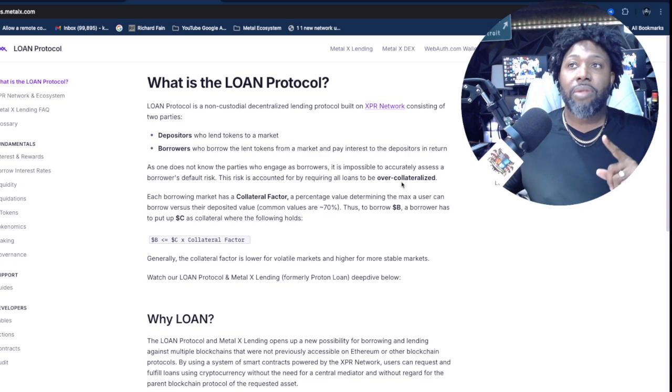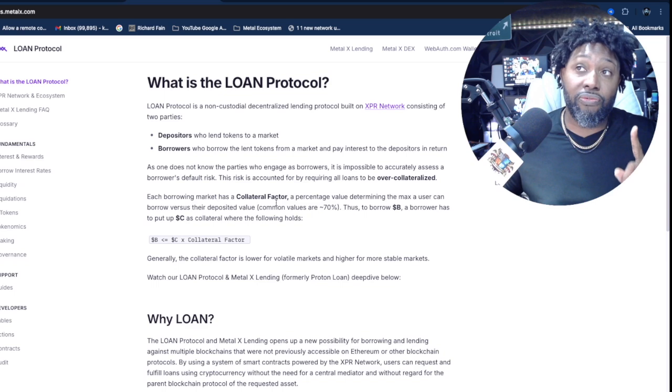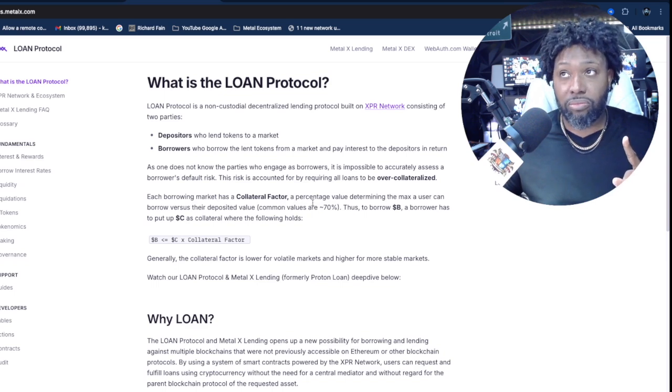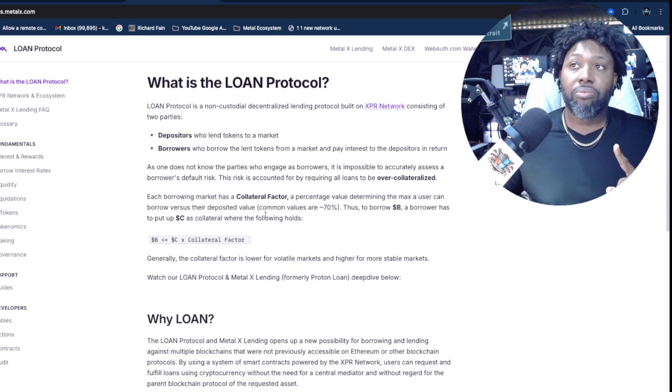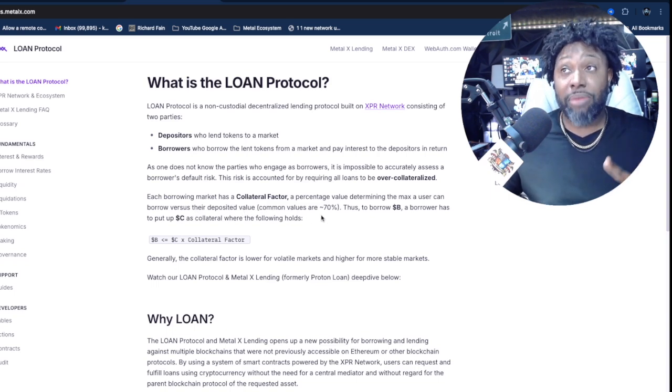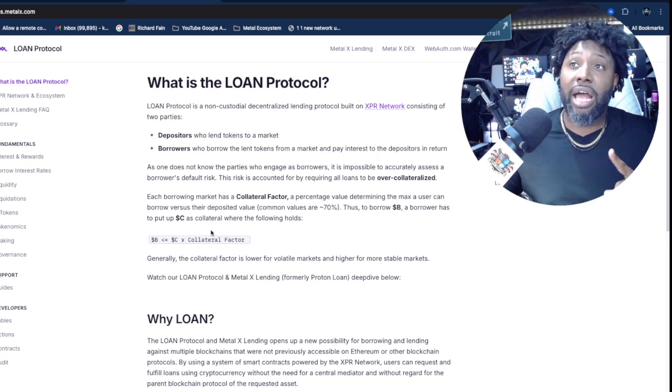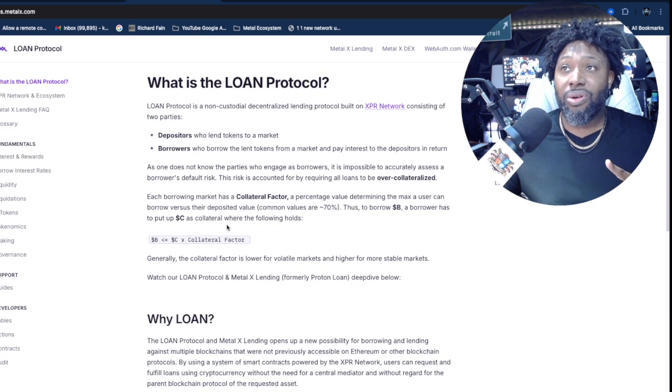It says each borrowing market has a collateral factor, a percentage value determining the max a user can borrow versus their deposited value. So common values are 70%. Thus, to borrow B, a borrower has to put up C as collateral where the following holds.